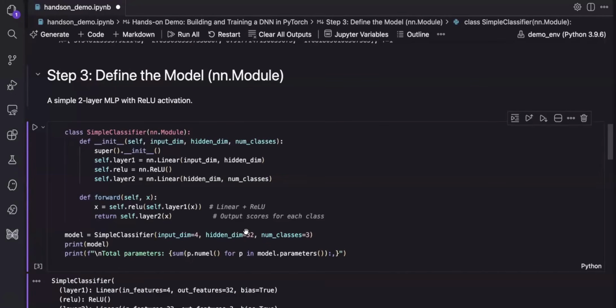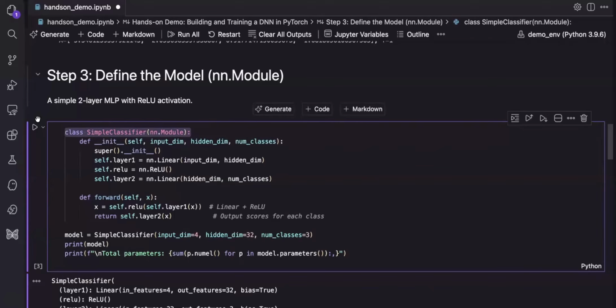This is the most important cell, and let me go through it line by line. At first, we have class SimpleClassifier, which is our model, and our model is a Python class that inherits from nn.Module. Inheriting from nn.Module is what makes PyTorch treat this as a model. Without this inheritance, PyTorch has no way to know that your class is a neural network. It is just a Python object with no special meaning.